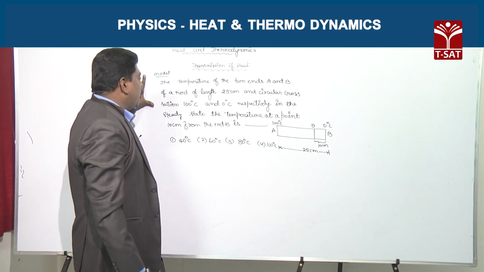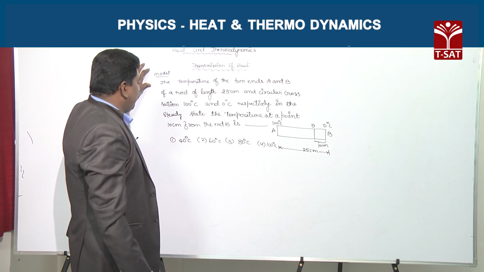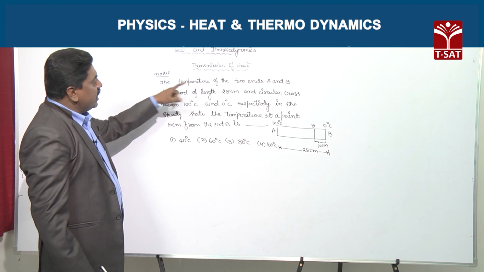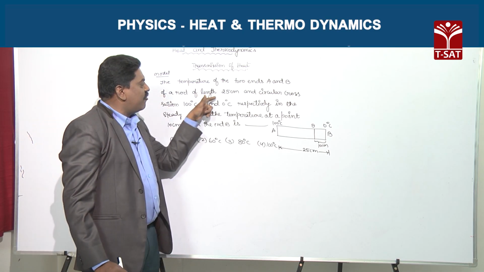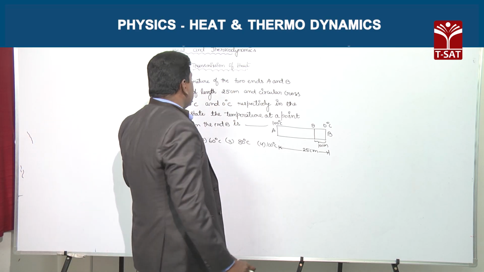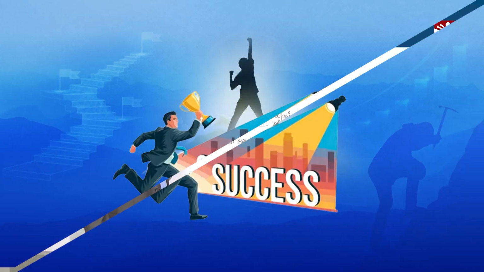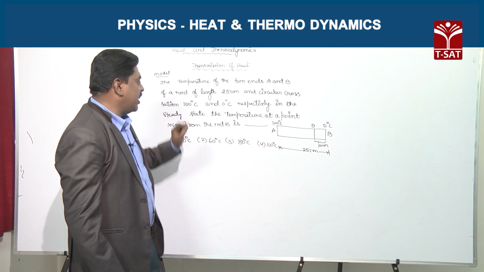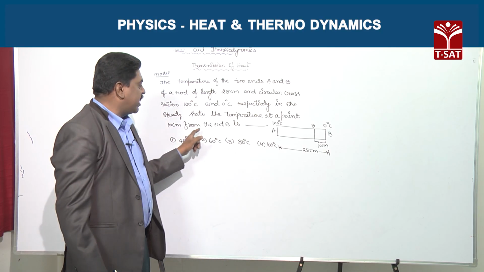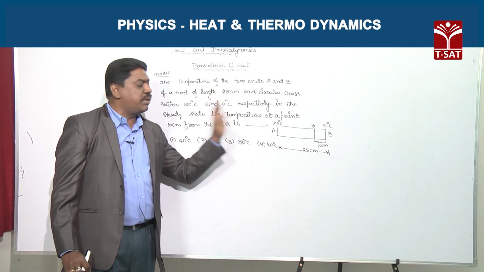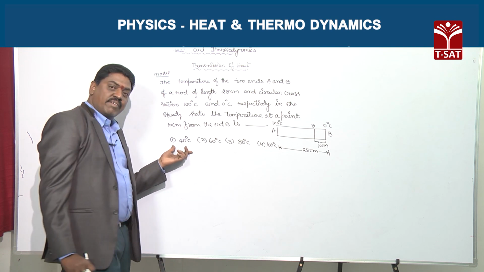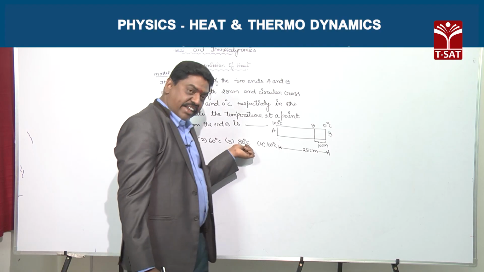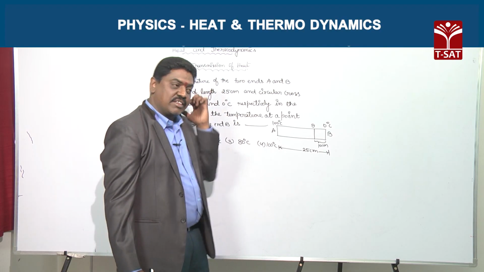Now let us try to do a model upon coefficient of thermal conductivity. A problem is given. The temperature of the two ends A and B of a rod of length 25 centimeters and a circular cross section are 100 degrees Celsius and 0 degrees Celsius respectively. In the steady state, the temperature at a point 10 centimeters from the end B is; the options given are 140 degrees Celsius, 60 degrees Celsius, 80 degrees Celsius and 100 degrees Celsius.